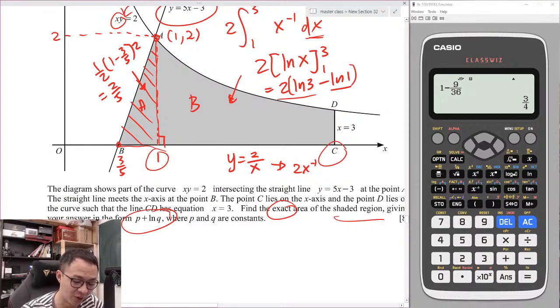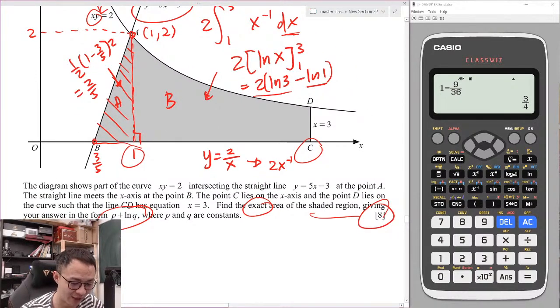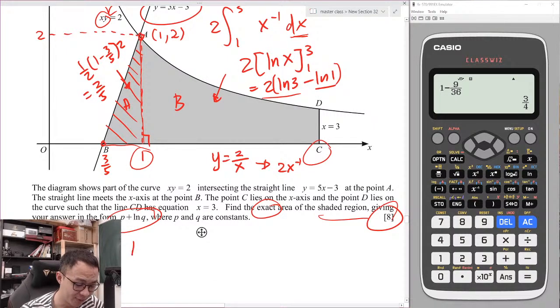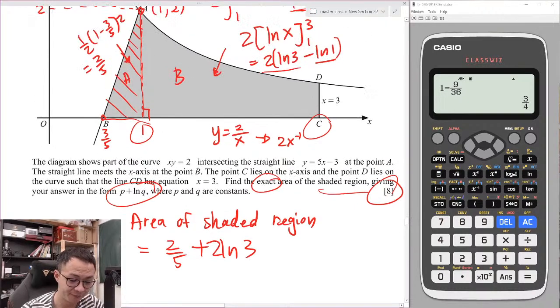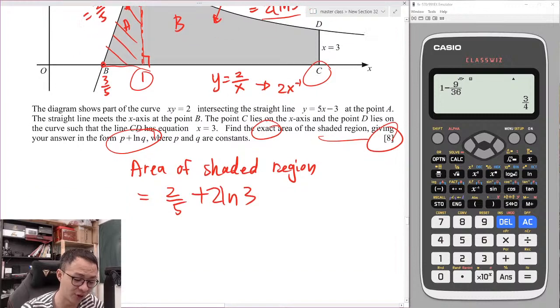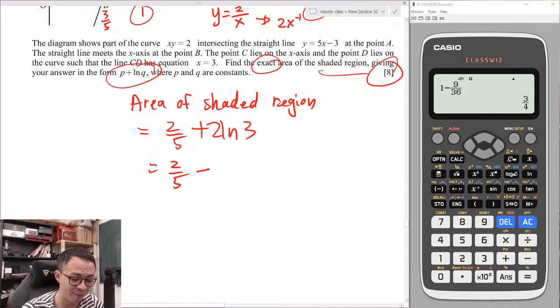So I have solved the whole 8-mark question already. Wow, there are a lot of marks for this question. So the area of the shaded region is equal to 2 over 5 plus 2 ln 3, because here only 2 ln 3 is left. They don't want any number in front of the ln, so it will be ln 3 squared, and ln 3 squared will be ln 9.